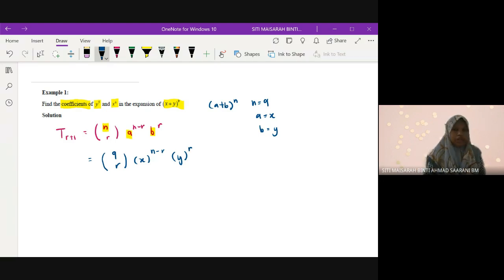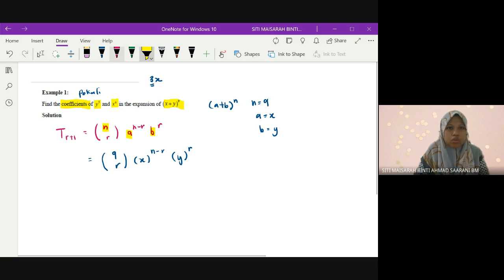Okay. Lepas tu kalau tengok kat sini dia nak coefficient. Coefficient means perkali. Perkali contohnya kalau let's say 3x, perkali untuk x adalah 3. Tu maksud dia. Alright. So jadi kat sini kalau tengok sini kita ada tiga benda actually. Satu nCr, lepas tu x power n minus r and y power r.